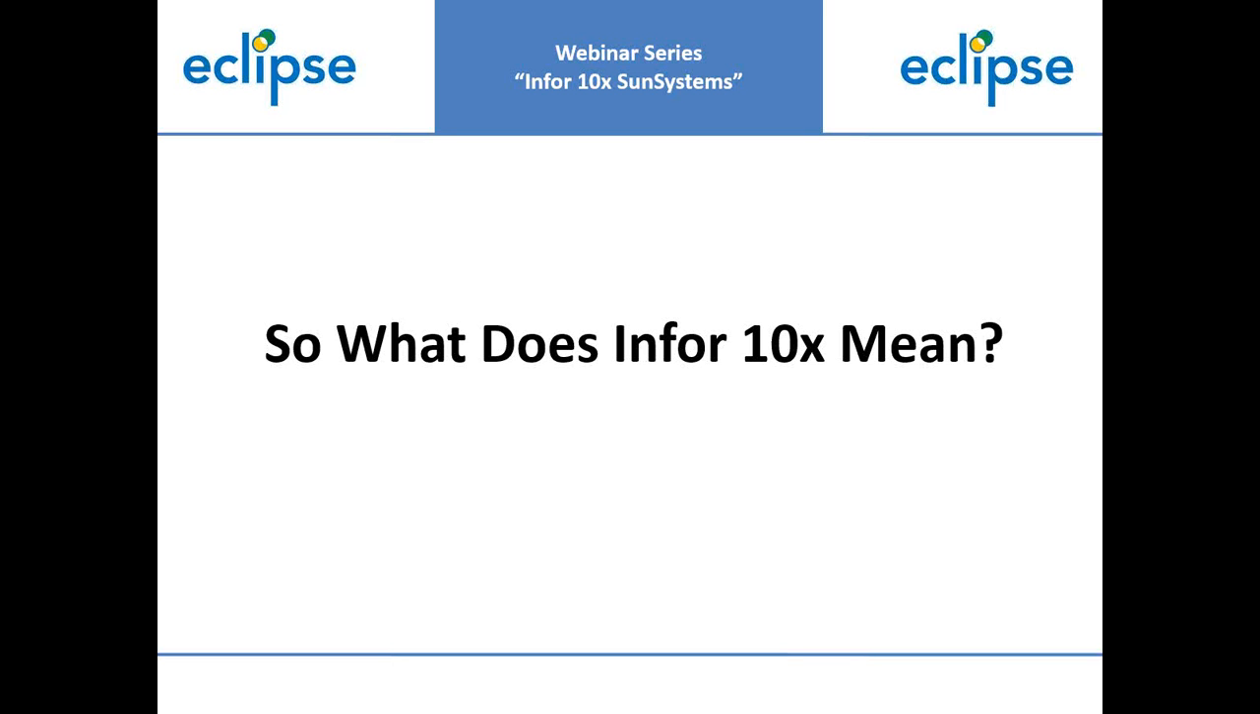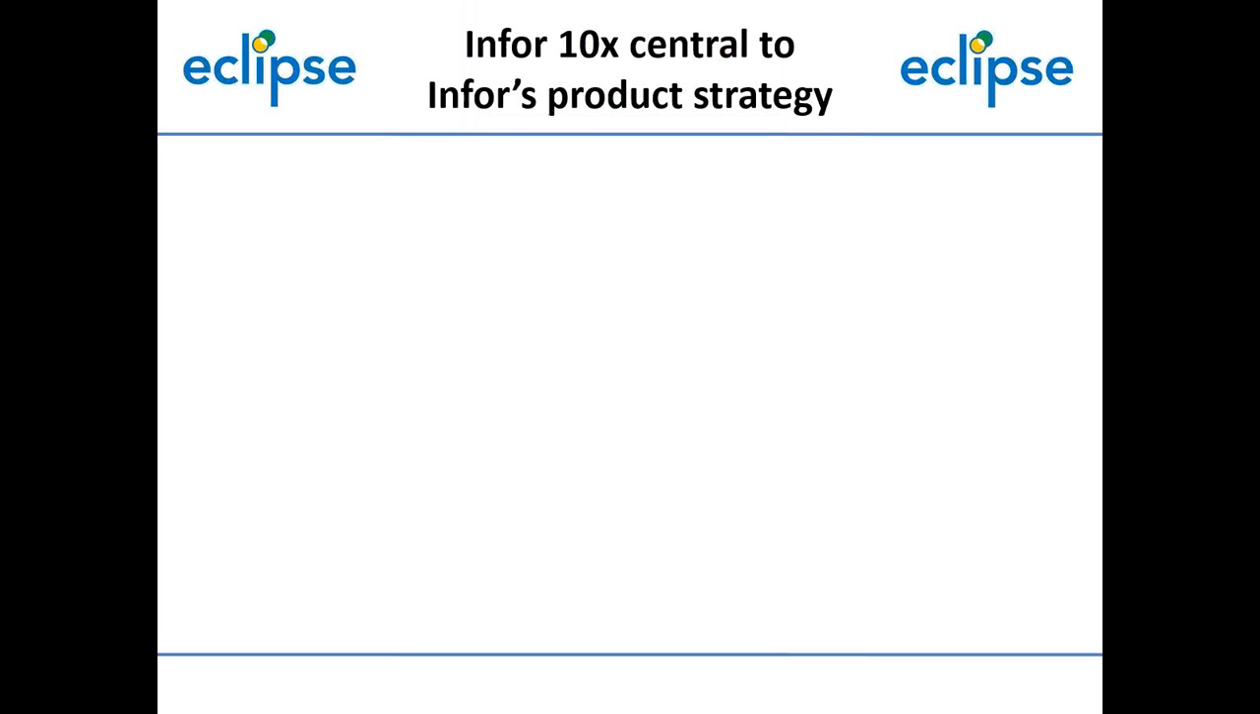So the most recent release of SunSystems, it's still effectively under the bonnet, SunSystems 6 to all intents and purposes. But in terms of where that fits into a wider strategy with Infor, this new release is being branded as Infor 10x. But what does Infor 10x really mean? Well, it means a couple of things. First of all, there's Infor 10x SunSystems, but there's also Infor 10x within the wider context of the Infor product group.